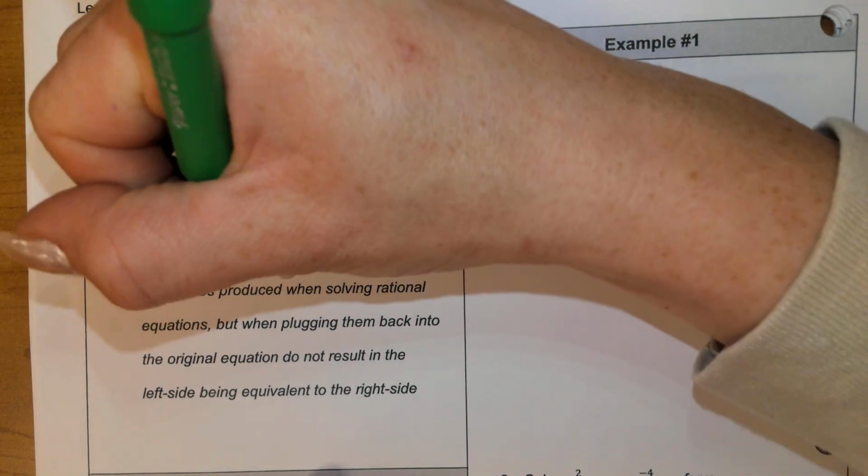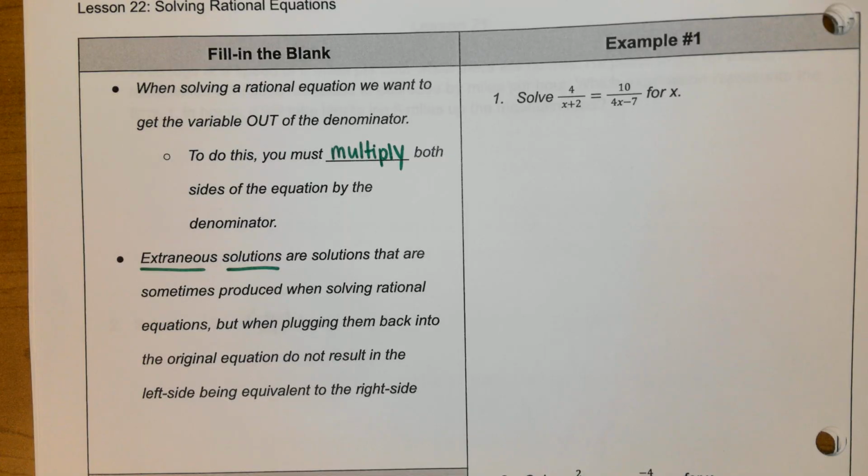Extraneous solutions, so that's the vocabulary term for solutions that you get that cause the denominator to be 0. Extraneous solutions are solutions that are sometimes produced when solving rational equations, but when plugging them back into the original equation, do not result in the left side being equivalent to the right side. So we always just want to be cautious of what values are going to make the denominator 0 and make sure we don't actually get those in the very end, or if we do, we exclude them, cut them out.